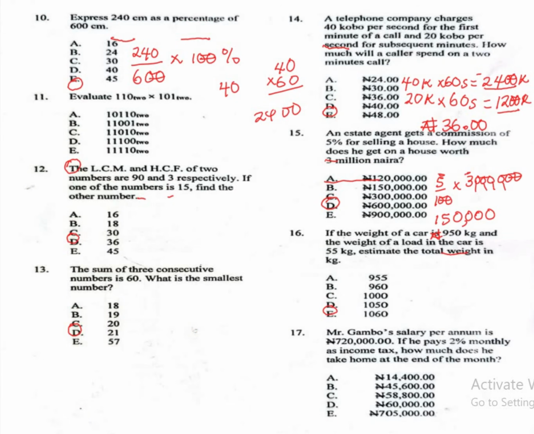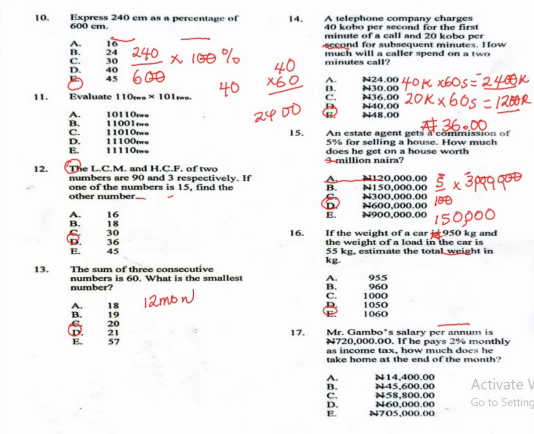All right, question number 17. This question says, Mr. Gambo's salary per annum is 720,000 naira. If he pays 2% monthly as income tax, how much does he take home at the end of the month? All right, the first thing we need to do is to understand that per annum means per year. 12 months make 1 year.